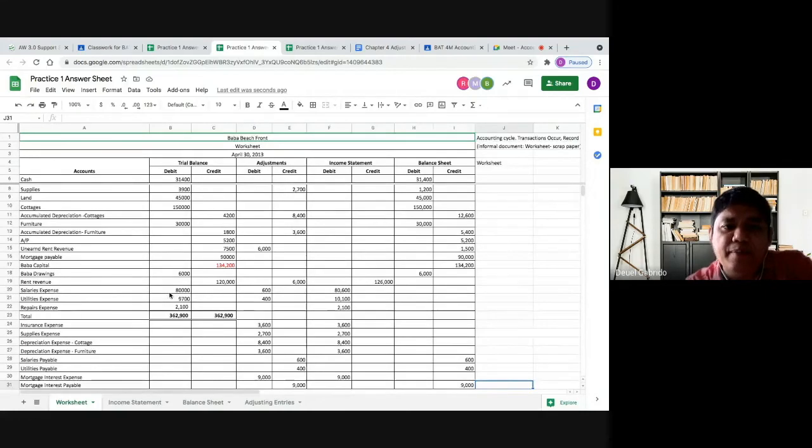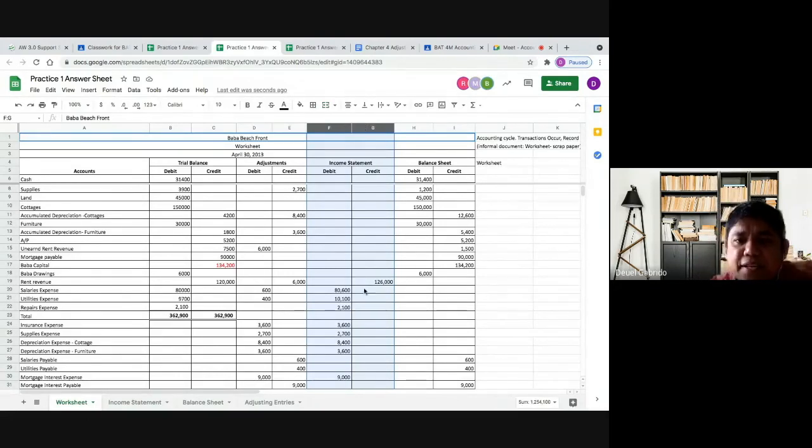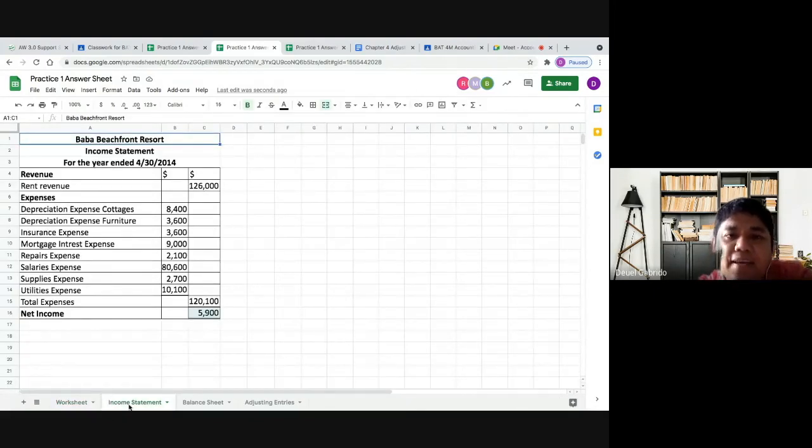All the numbers here in the worksheet, columns F and G, are the numbers that we will use in your income statement. I don't know if I put it here. Let's see. There is a bottom tab here, guys. Oh, I think I put it already. Okay, I made the income statement already.